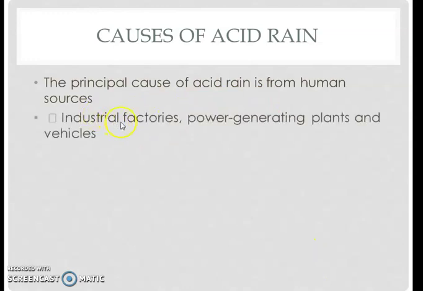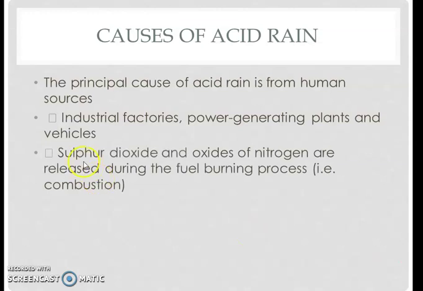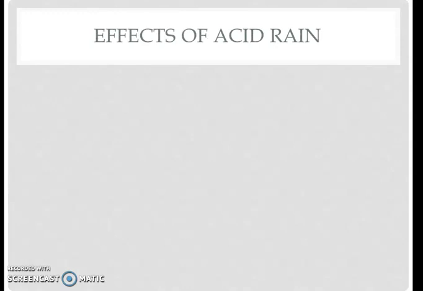Secondly, industrial factories, power generating plants and vehicles are from humans. So the main source is human. Behind all these changes in the atmosphere are human beings. Also, sulfur dioxide and oxides of nitrogen are released during the fuel burning process, like combustion. So they all cause acid rain.